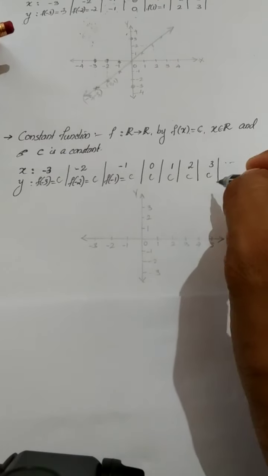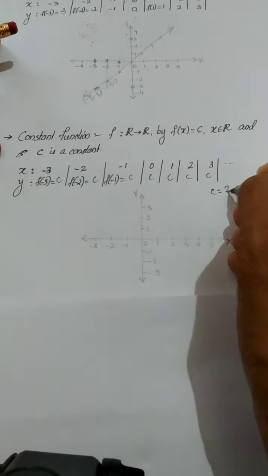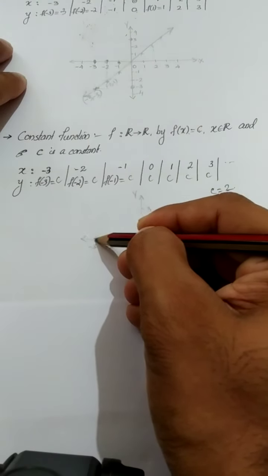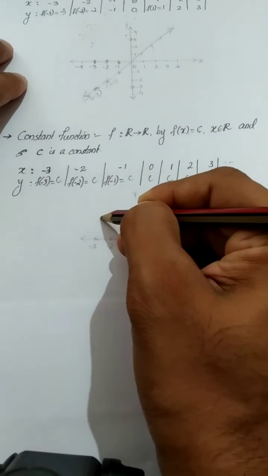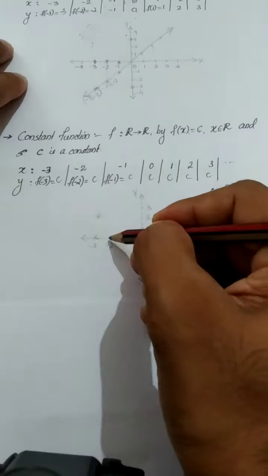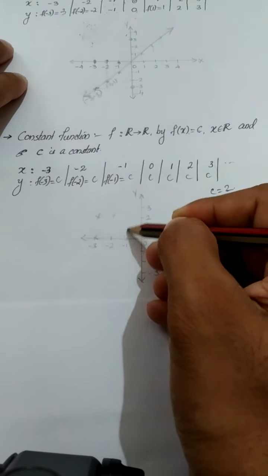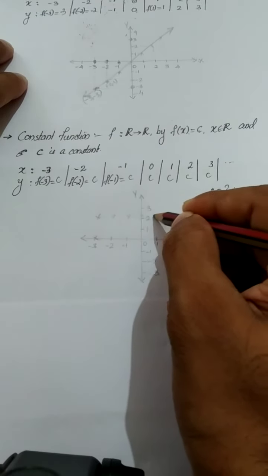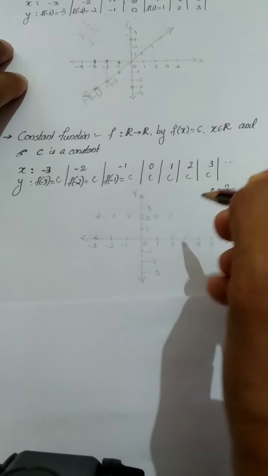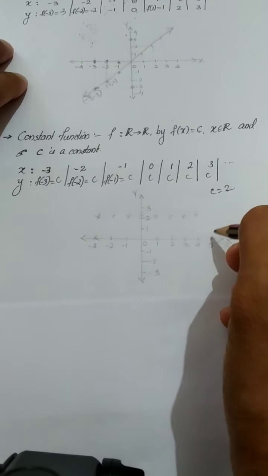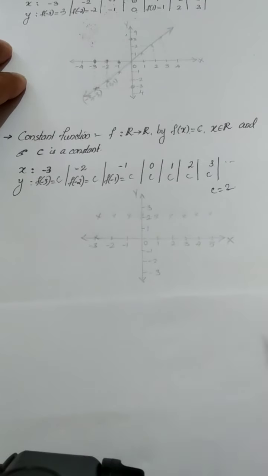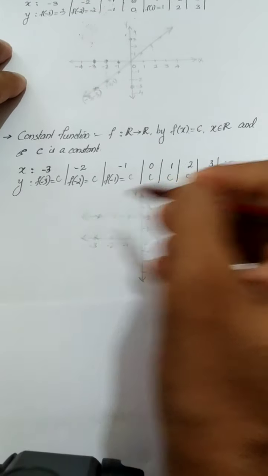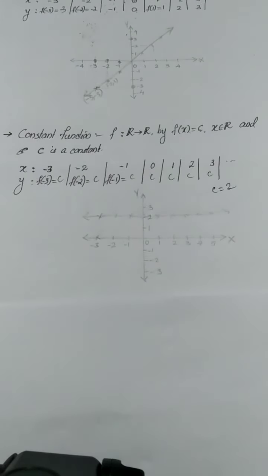So here I am letting c equal to 2. If I let c equal to 2, then we will get the graph like this. The image of 3 is 2. This is the line y equals 2. The image of minus 2 is again 2. The image of minus 1 is again 2. The image of 0 is 2. The image of 1 is 2. The image of 2 is again 2. The image of 3 is 2. The image of 4 is 2. So for every number, the image is constant. So we'll get the graph like this. This is not finite. So this is the graph of a constant function.